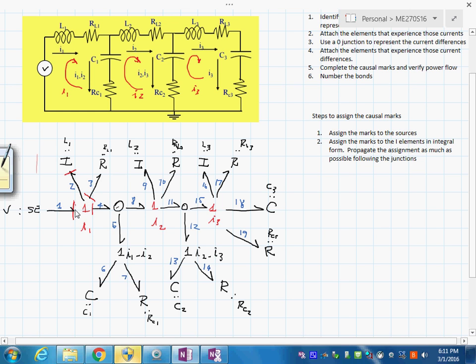And if you calculate this, you propagate as much as possible, I think that it is important to put another step. You could say assign the marks to the C elements in integral form.